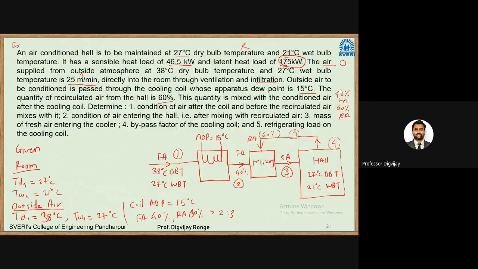In our problem, this was the fresh air which was entering, and after coming in contact with the cooling coil, here we have calculated its condition. So at point 2, we have 19 degrees Celsius dry bulb temperature and 17.5 degrees Celsius wet bulb temperature. Next, we have to calculate the condition of air entering the hall, that means the condition at point 3. Before that, we have to show the mixing process here.